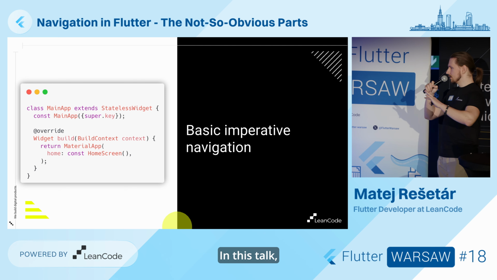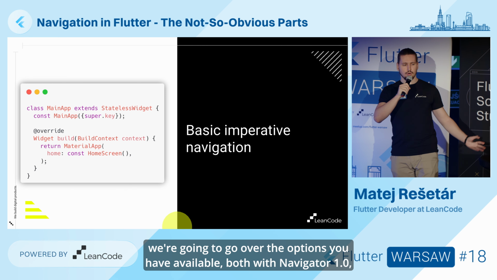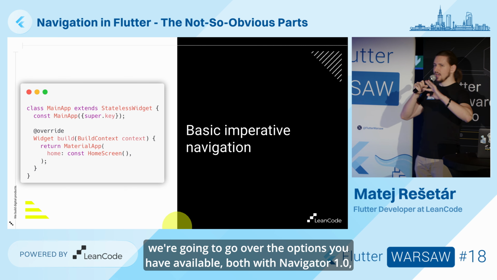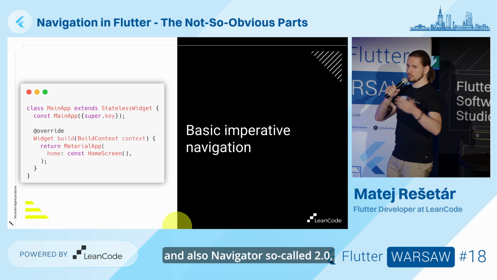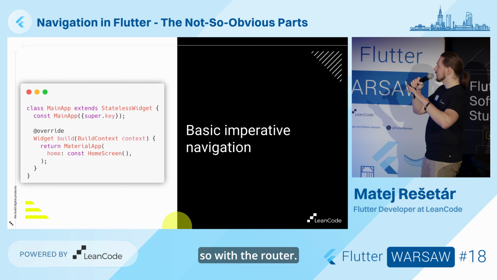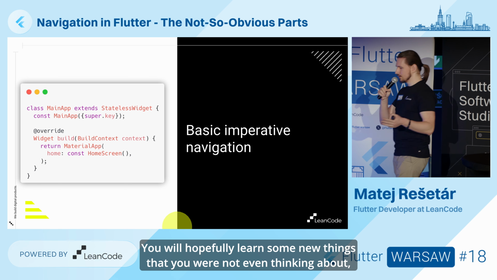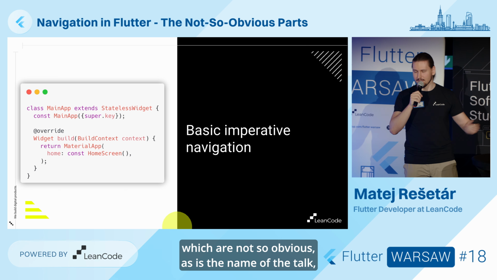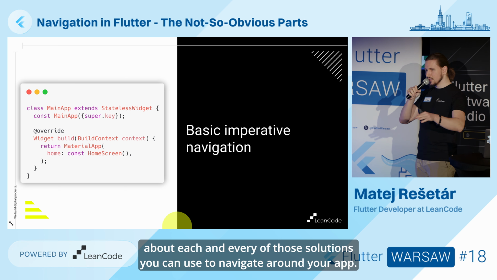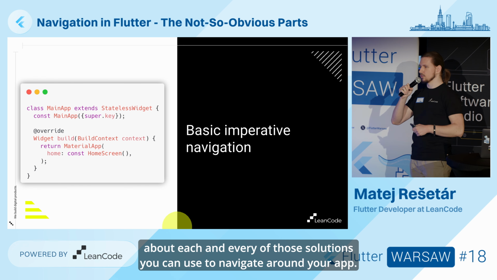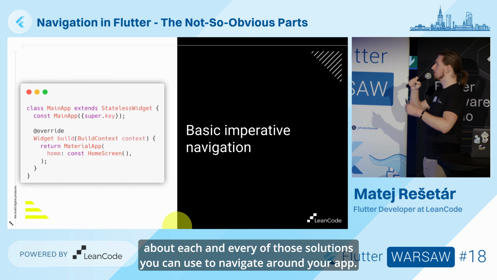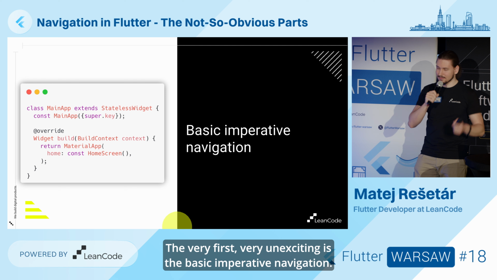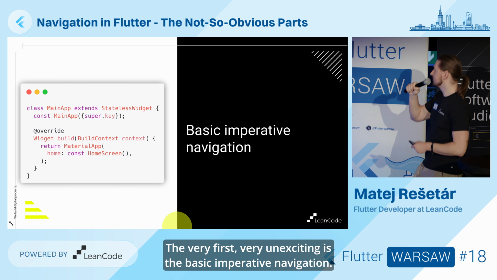So in this talk, we're going to go over the options you have available, both with Navigator 1.0 and also Navigator so-called 2.0, so with the router. And you will hopefully learn some new things that you were not even thinking about, which are not so obvious, as is the name of the talk, about each and every one of those solutions you can use to navigate around your app. So the very first, very unexciting, is the basic imperative navigation.